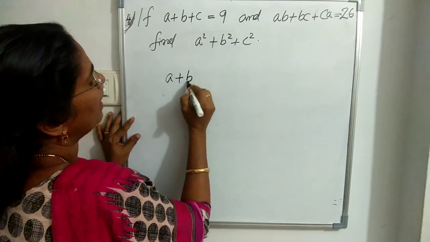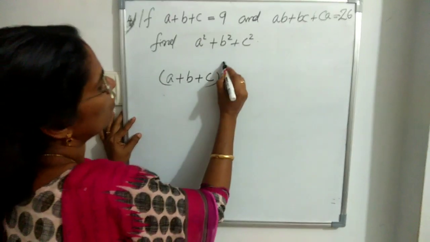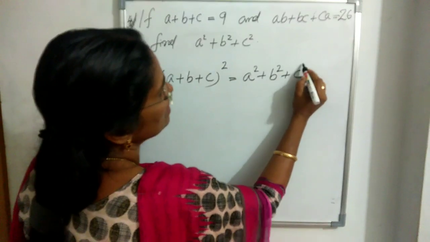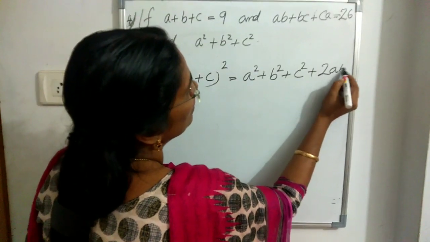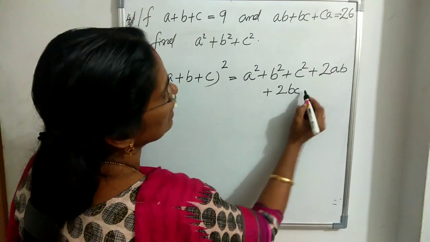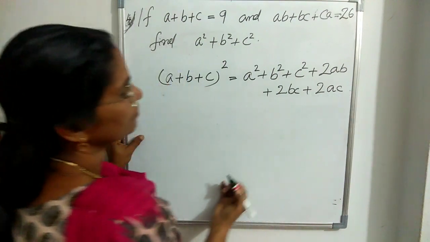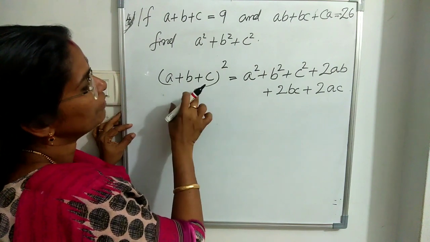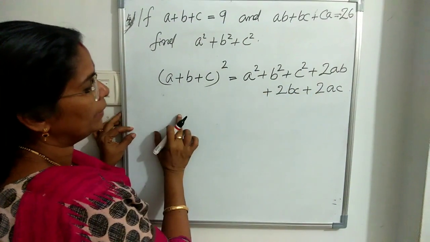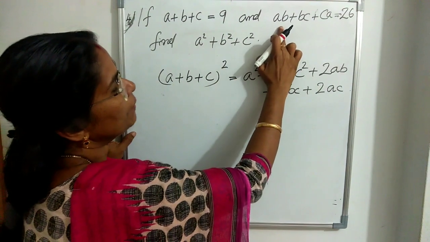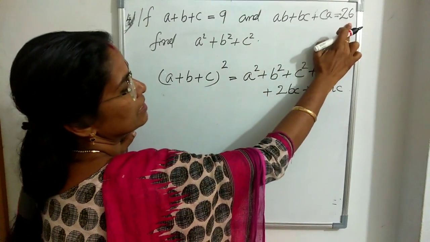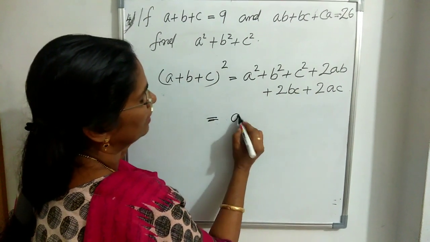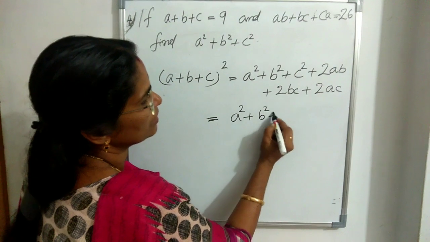First we are writing the identity a plus b plus c whole square. That is a square plus b square plus c square plus 2ab plus 2bc plus 2ac. This identity we learned. So applying the values, which are the values are given, that you have to apply here. But look here, AB plus BC plus CA is 26. So we can rearrange this right side.